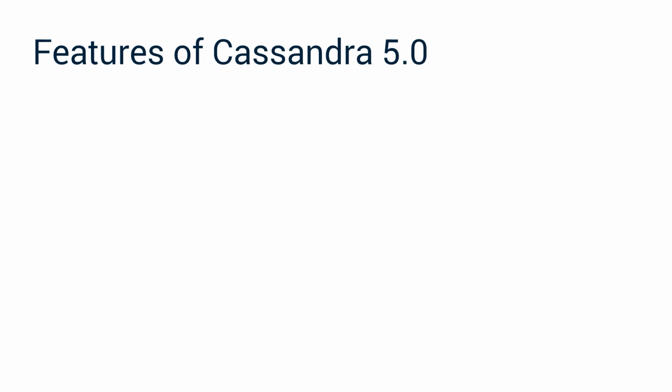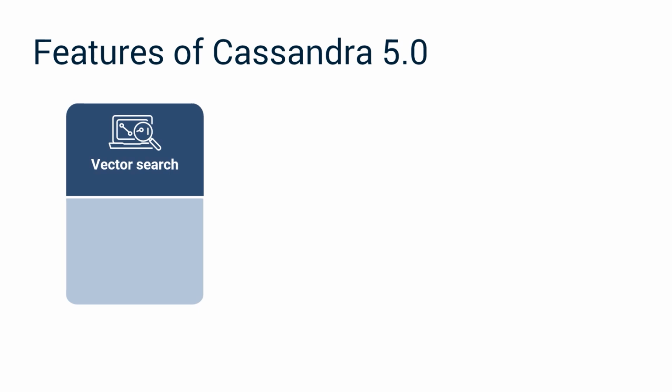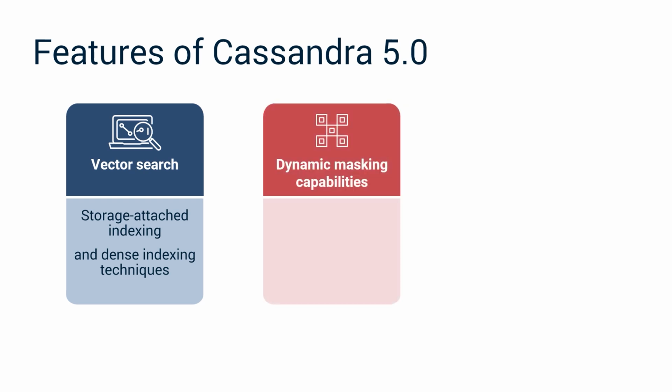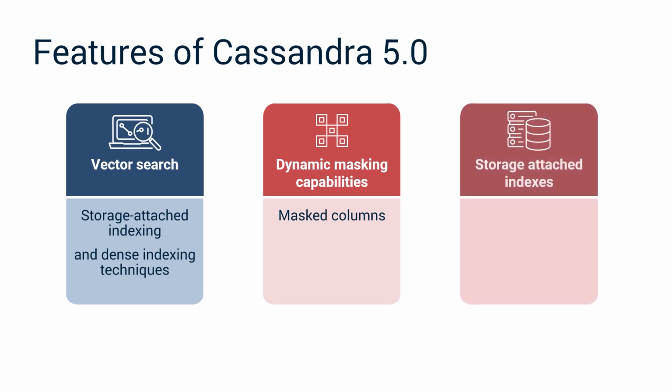Cassandra's latest version, 5.0, has been released recently with the following features. The first key feature is vector search. This new version transforms data exploration and analysis by leveraging storage attached and dense indexing techniques. Second, the dynamic masking capabilities allow users to obscure sensitive information using masked columns. Next, the latest version of Cassandra has storage-attached indexes that offer unprecedentedly efficient data retrieval.